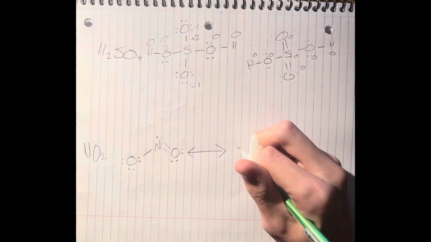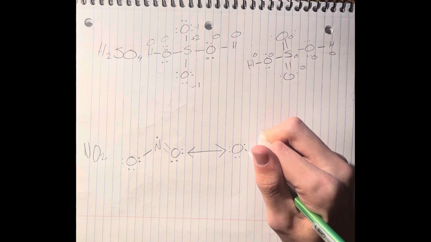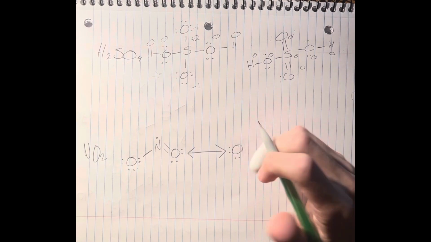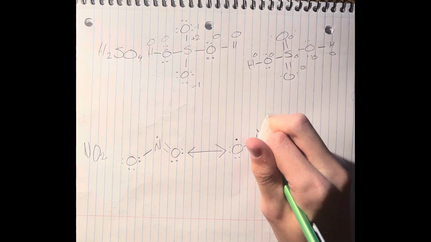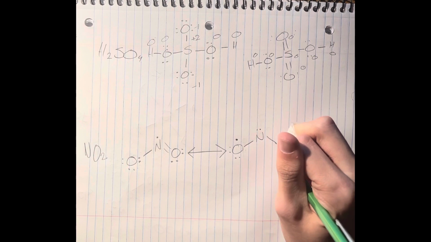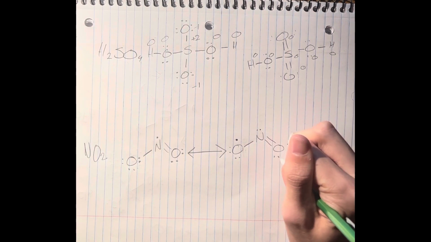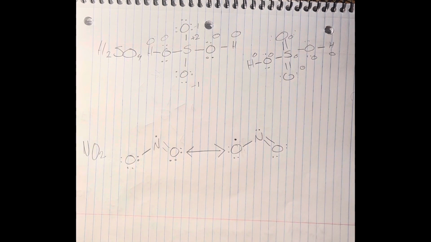But she just wants us to know that this is exactly the same thing as if you instead had the single electron on the outer atom, and then one of the double bonds on the central atom. She just wants us to know that this is the exact same thing.